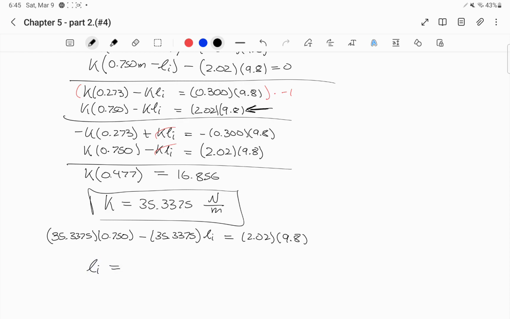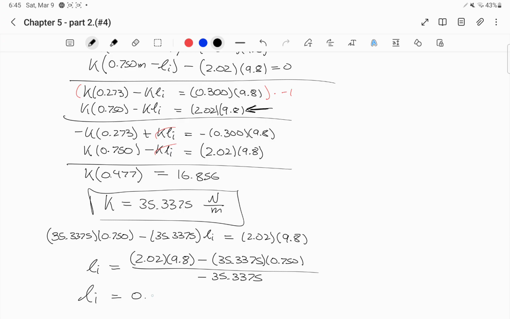Solving for the unloaded length of the spring, we would have 2.02 times 9.8 minus 35.3375 times 0.750, all over negative 35.3375. And that should give you 0.1898 meters, which is the length of the unloaded spring.